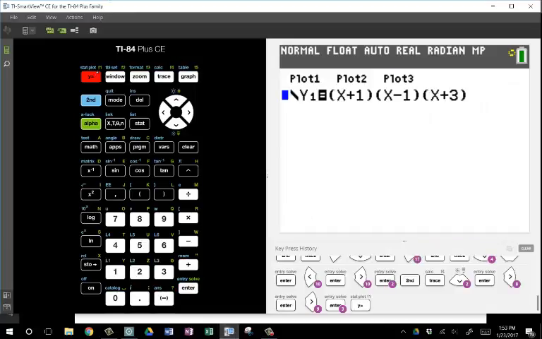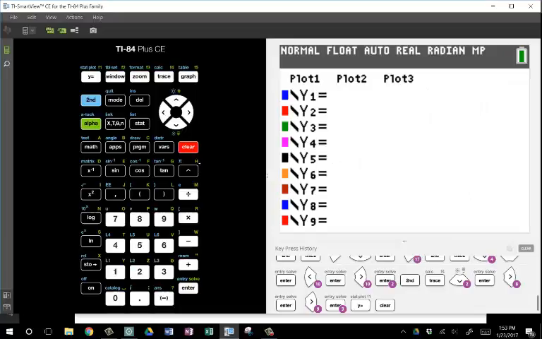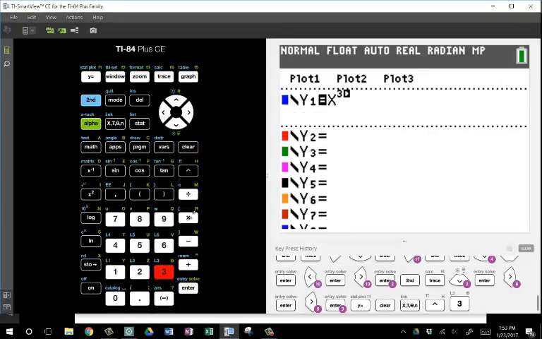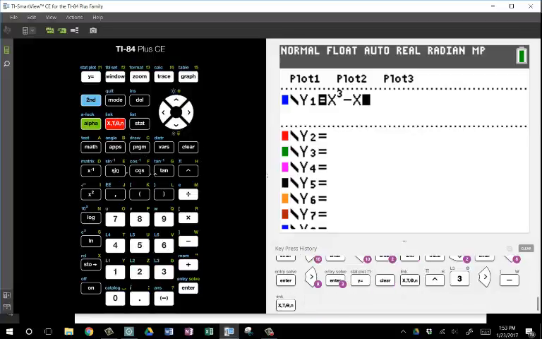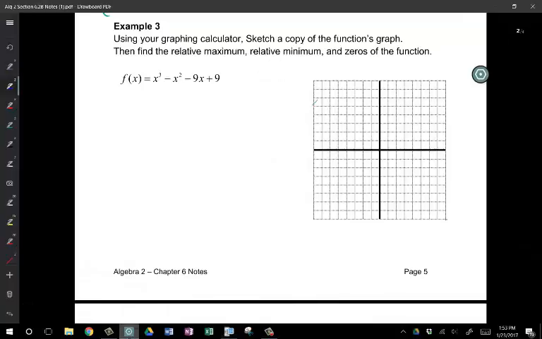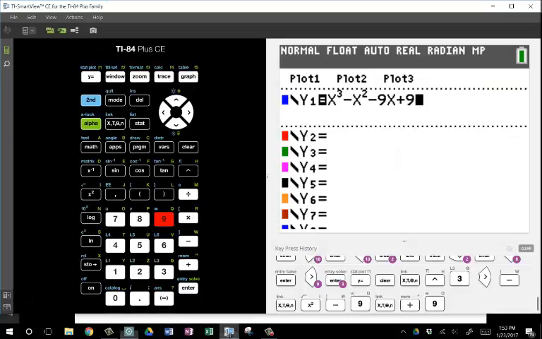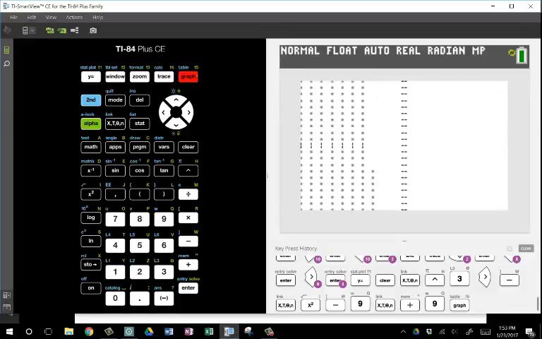So go back to your y equals, clear out whatever it is you have, and put in x cubed minus x squared minus 9x plus 9. Make sure I have that right. Minus 9, okay. Once you have that in, hit the graph button. Let's take a look.